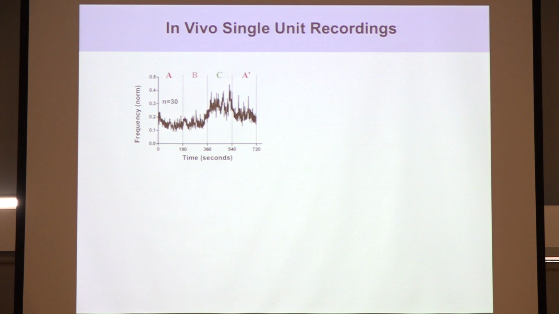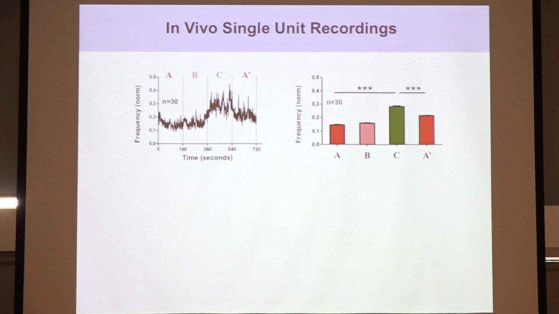This is a different way to look at the data in a more dynamic manner. We used principal component analysis to identify the firing patterns of the neurons recorded in the prefrontal cortex in the ABCA exposure. And you see that this is a subset of 30 neurons that were strongly activated during the C context. They are not activated in A, not really more in B, but strongly activated in C, and they go back to baseline in A.